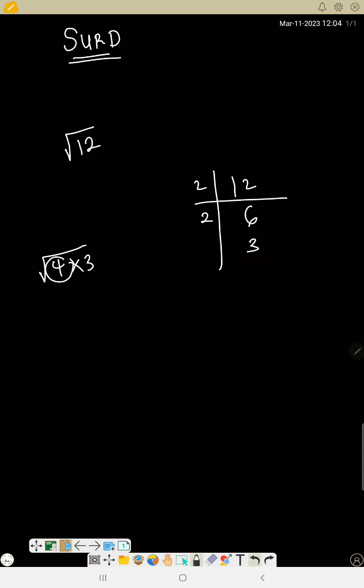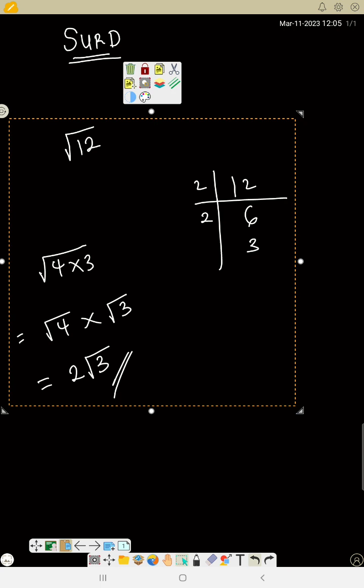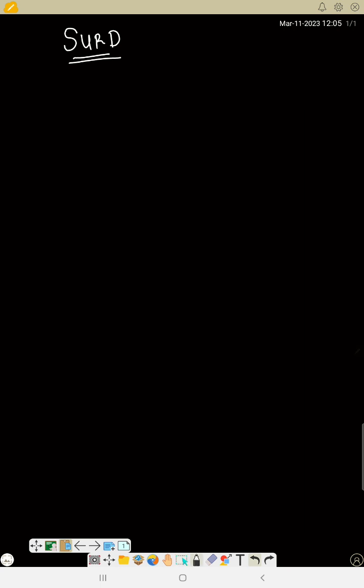So you can say 4 is a perfect square. Now you can split this into square root of 4 times square root of 3. So that means square root of 4 is 2. So the answer is 2 root 3. Our aim here is to change any number into a perfect square and a prime number, or a multiple of a prime number. So if you can achieve that, then you are good to go.